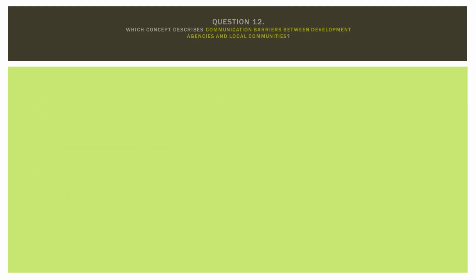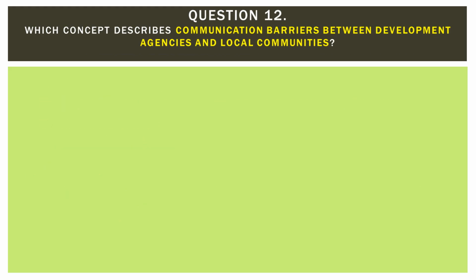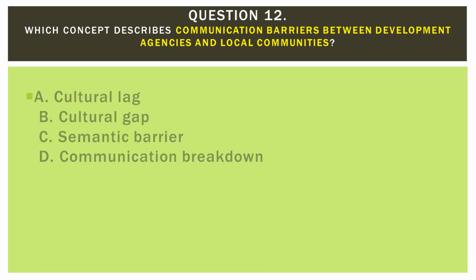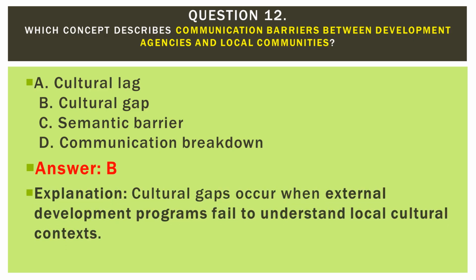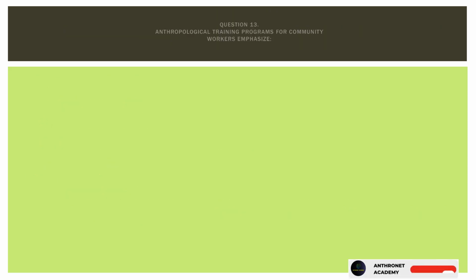Question 12. Which concept describes communication barriers between development agencies and local communities? A. Cultural lag. B. Cultural gap. C. Semantic barrier. D. Communication breakdown. Answer, B. Explanation: cultural gaps occur when external development programs fail to understand local cultural contexts. Question 13.